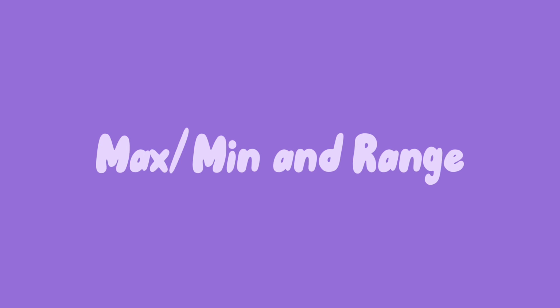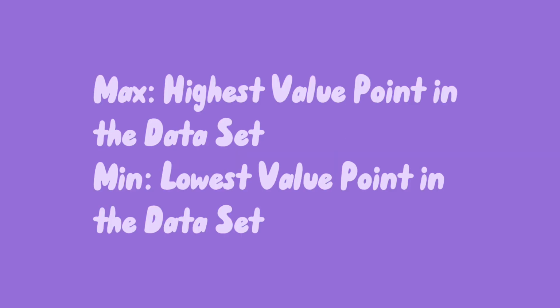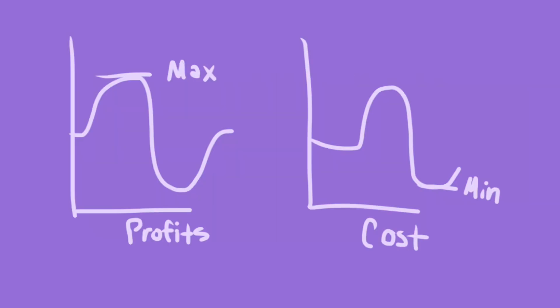Max, min, and range. The max of a data set is the highest value point in that set. Likewise, the min is the lowest value point. Oftentimes, these concepts are used in economics in order to maximize the profits or to minimize the cost of a product. However, they can also be used in another concept called range.